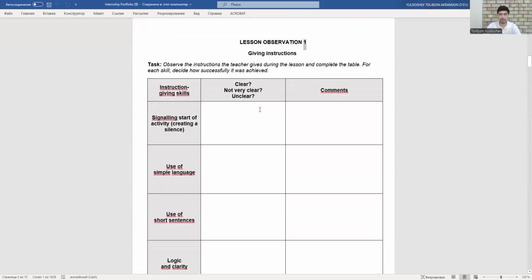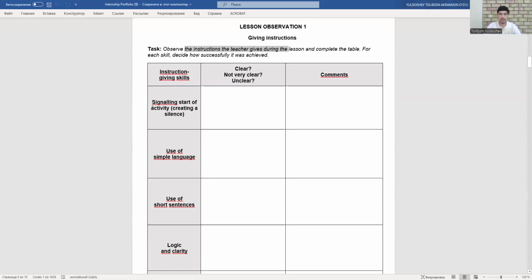So how to complete it? First of all, you need to observe the instructions that the teacher gives in the classroom during the lesson. For example, signaling start of activity. Does the teacher use any expression to signal that one activity starts or started? For example, does the teacher say, "Hello, students, let's open the books and let's look at exercise 1." And is it clear? Can everyone hear it in the classroom?